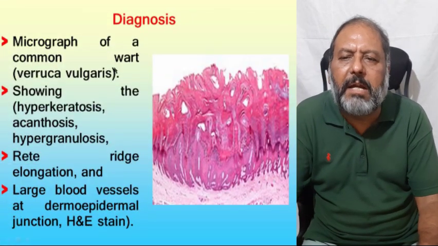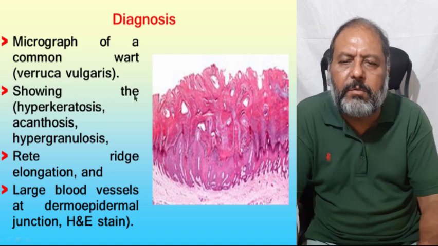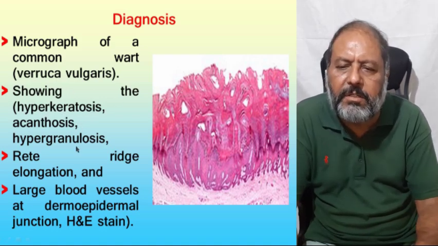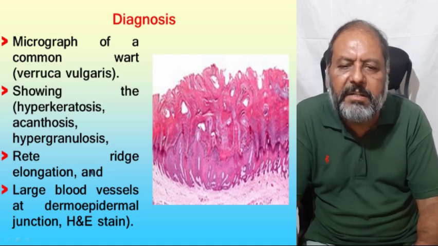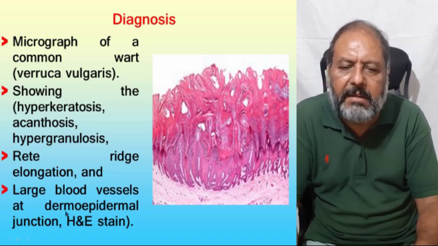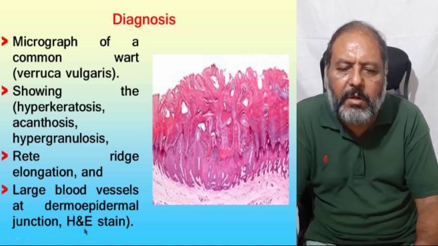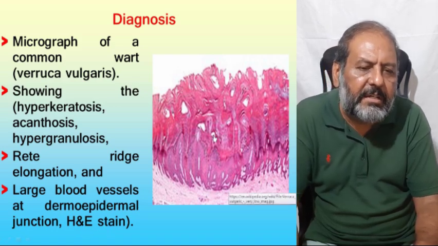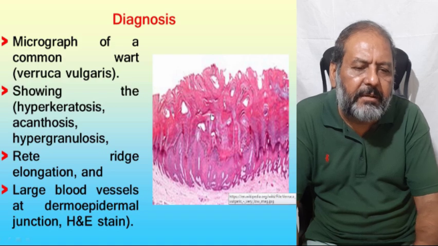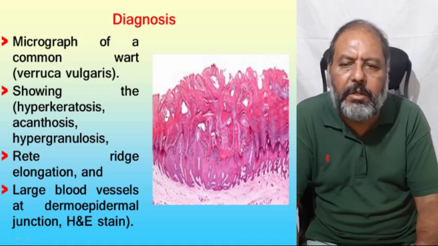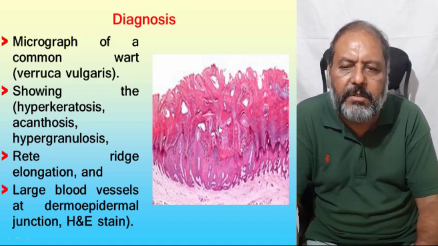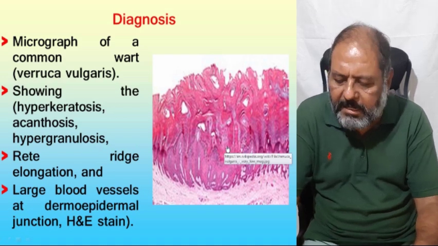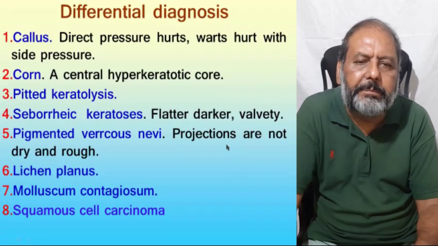The micrograph of a common wart, verruca vulgaris, showing the hyperkeratosis, acanthosis, hypergranulosis, rete ridge elongation, and large blood vessels at the dermoepidermal junction on H and E stain. One can appreciate all these features here in this diagram, which is showing all this hyperkeratosis, acanthosis, and hypergranulosis, and the elongation of the blood vessel.